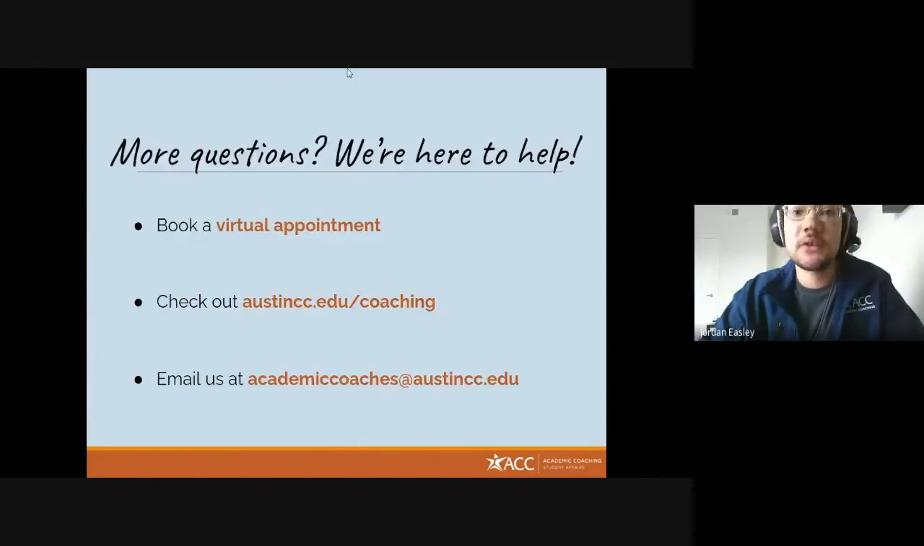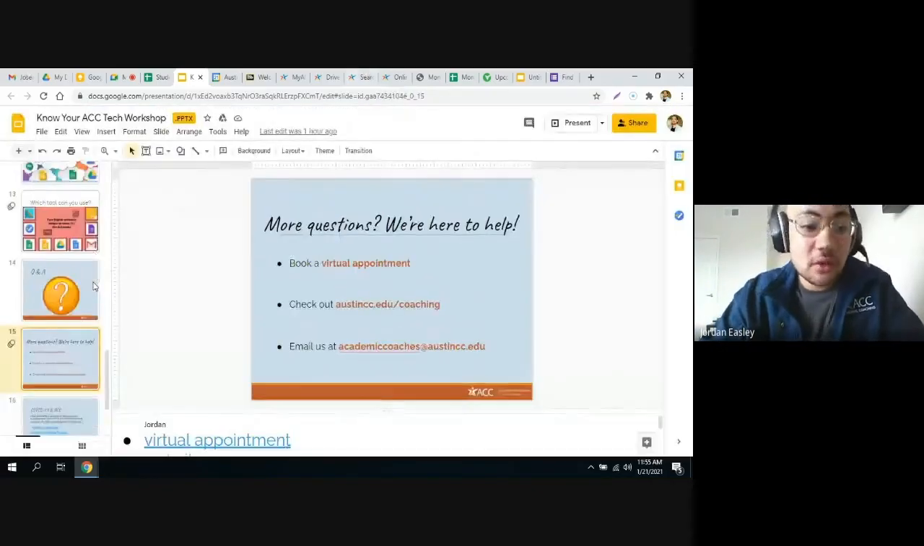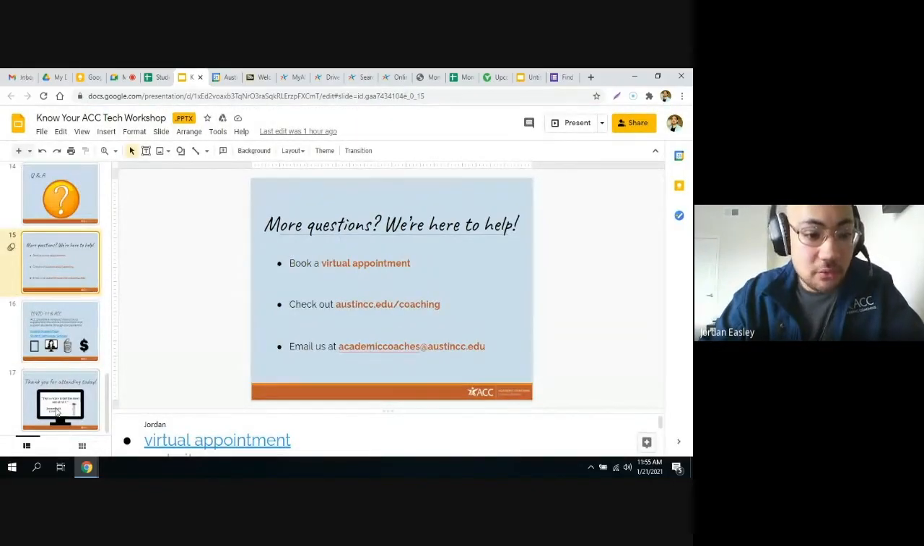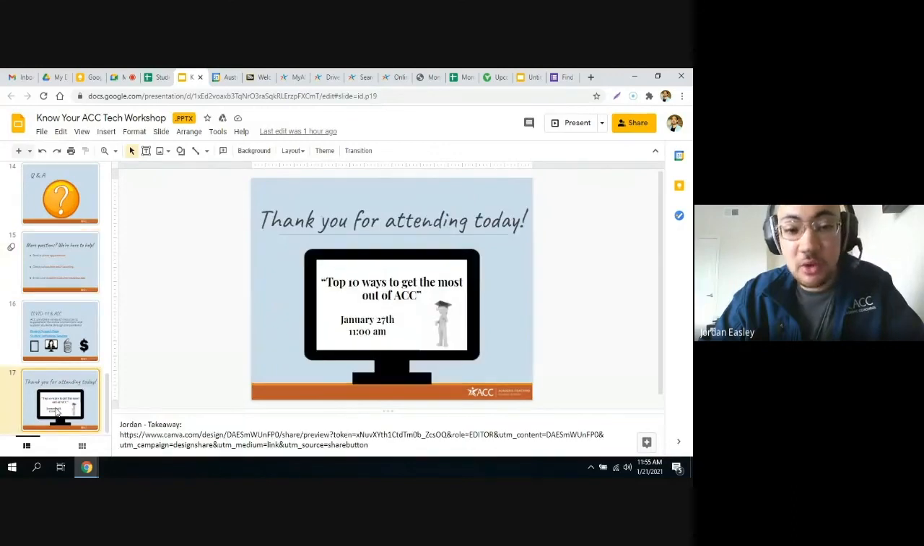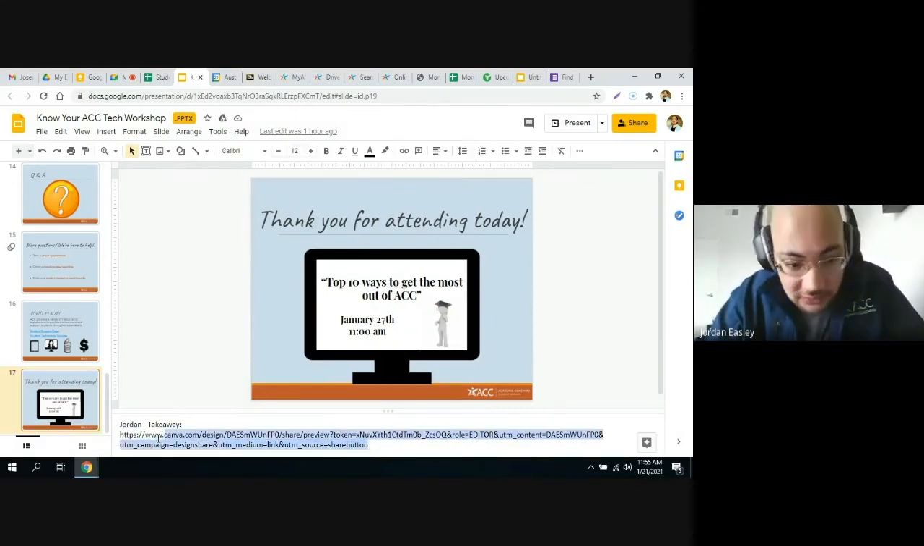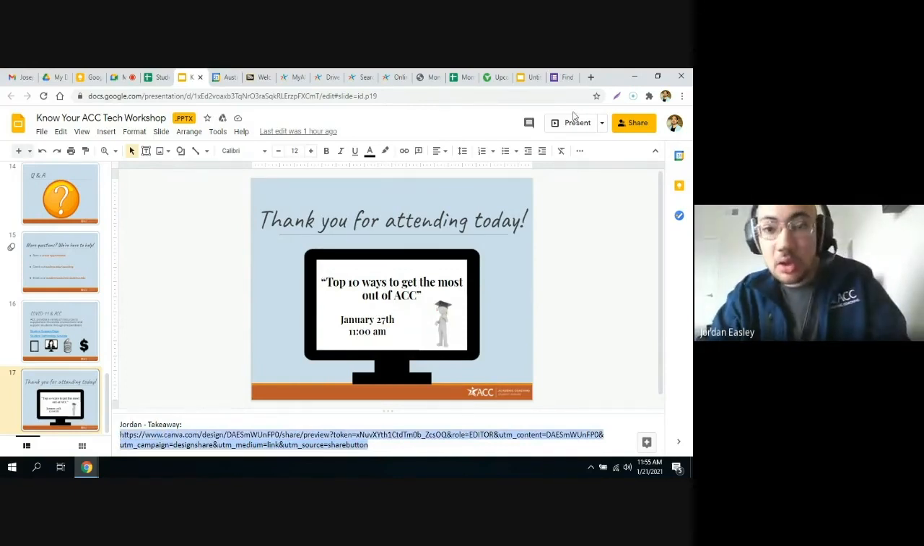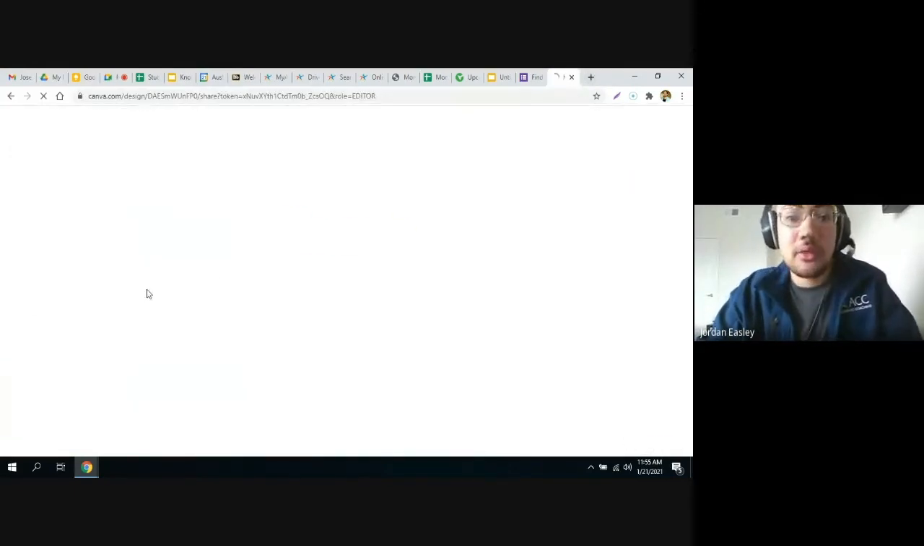Sure. And since we don't really have any questions and we do have a couple extra minutes, let's just take a quick look at the takeaways that you're going to receive. And I do want to give a shout out to the next workshop going on. We've got the top 10 ways to get the most out of ACC. That is happening next week. You can RSVP using the same link. It is going to be really great. I definitely encourage you to attend that one as well. But here's the takeaway form that you'll receive after this presentation with links to everything that we went over today.